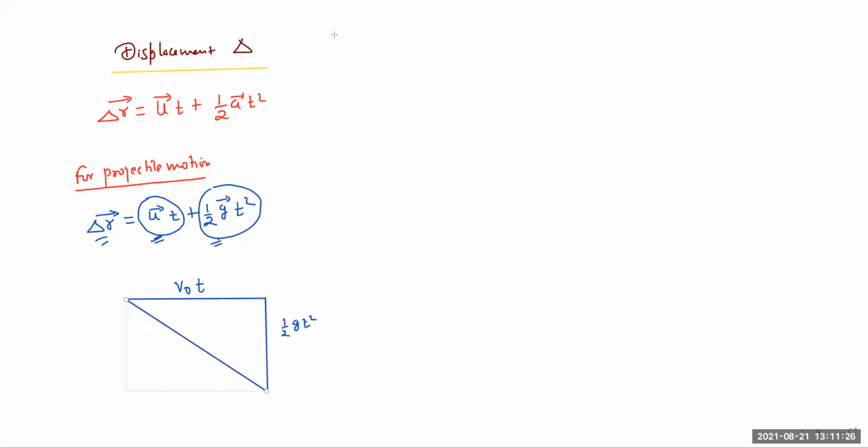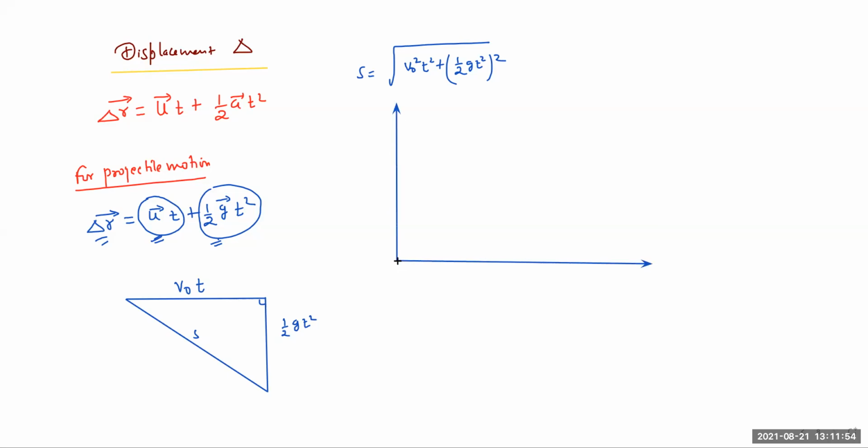This is called displacement, which I have been calling s. And because this is a right angle triangle, writing s is very easy. It's v naught t whole square plus half gt square whole square. You can use Pythagoras. Now, if you look at the problem that we were dealing with, horizontal projectile motion, suddenly we realize that this problem is pretty easy if you have this perspective.